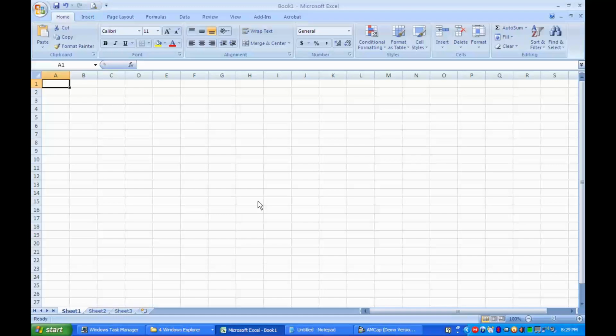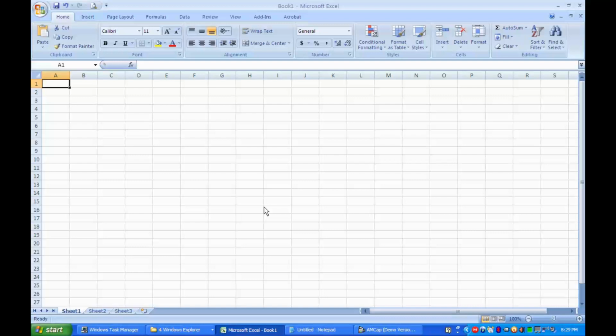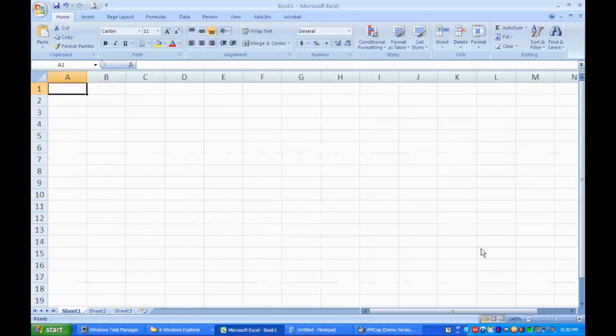But, besides the point. So, looking at Chapter 4, we're talking about least squares regression line and coefficients of correlation, and also how to do it on a CAS. So, let's suppose we have two variables. So let's imagine that, what's a good example to use?